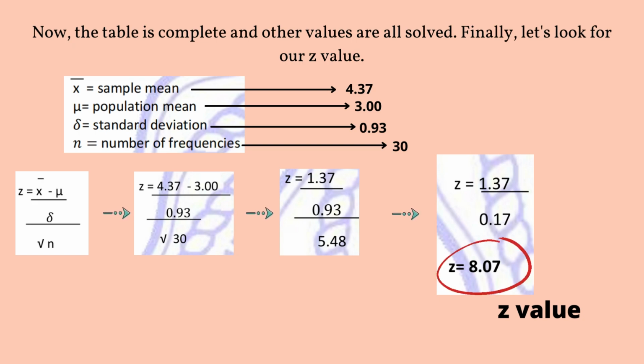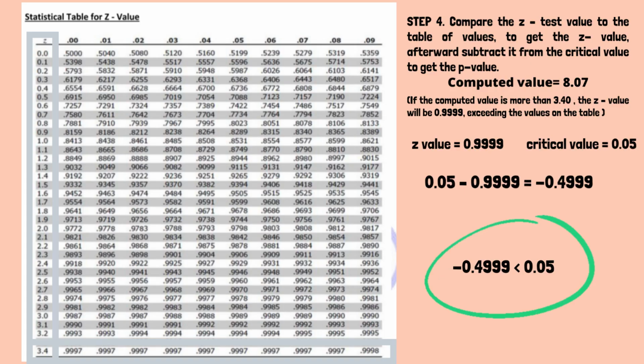Okay? So, hindi dyan nagtatapos yung lahat. Since our z-value is 8.07, sabi kanina, tingnan natin sa table kung ano yung magiging pinaka-value ng 8.07 natin na i-compare natin later sa ating critical value. Okay. Ayan. So, meron ulit tayong table dito. So, step 4. Di ba yung step 3, kailangan hanapin natin yung z-value or gamitan natin ng z-test. So, ngayon, we have to compare the z-test value to the table of values to get the c-value and afterward, subtract it from critical value to get the p-value.